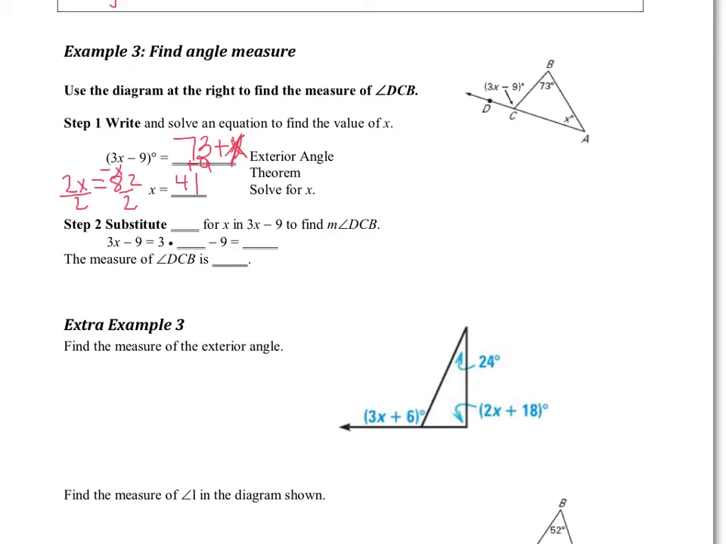So next, we're going to substitute 41 for x in 3x minus 9 to find angle DCB. So instead of 3x minus 9, we're going to do 3 times 41 minus 9. 3 times 41 minus 9 is 114. So the measure of angle DCB is 114 degrees.